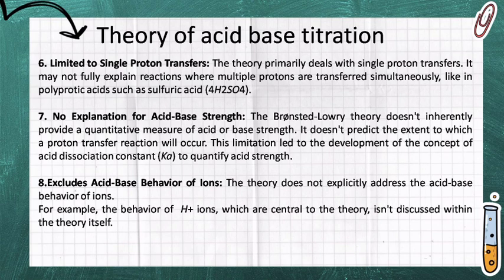Seventh, no explanation for acid-base strength. The Bronsted-Lowry theory doesn't inherently provide a quantitative measure of acid or base strength. It doesn't predict the extent to which a proton transfer reaction will occur. This limitation led to the development of the concept of acid dissociation constant, Ka, to quantify acid strength.